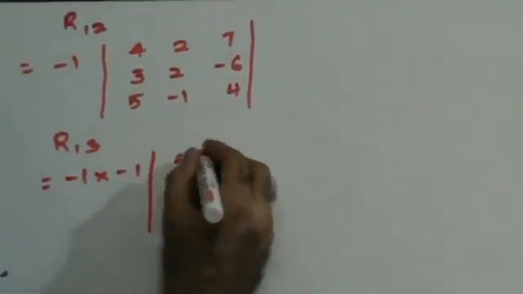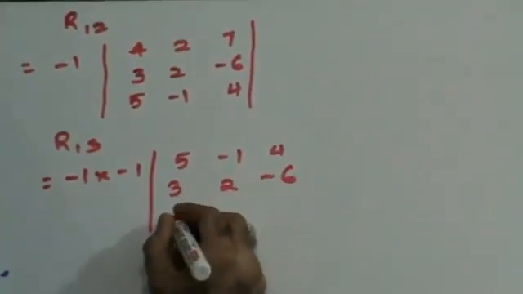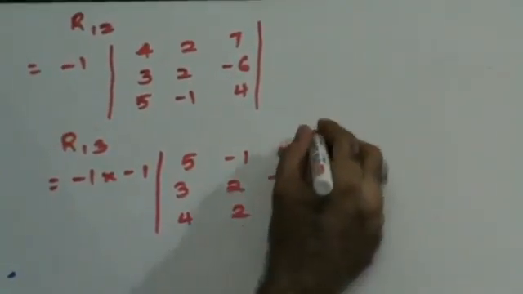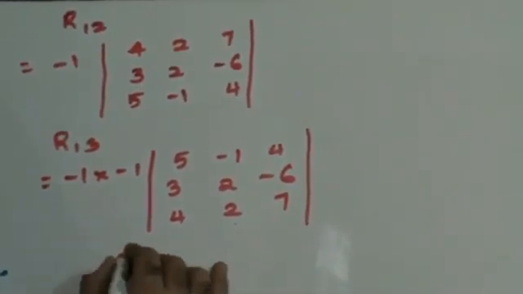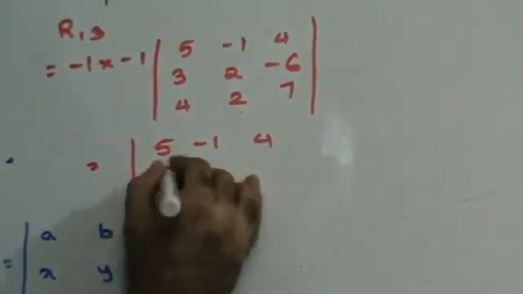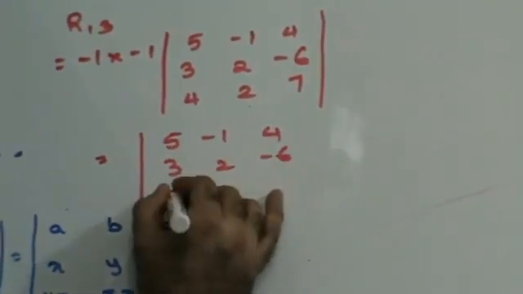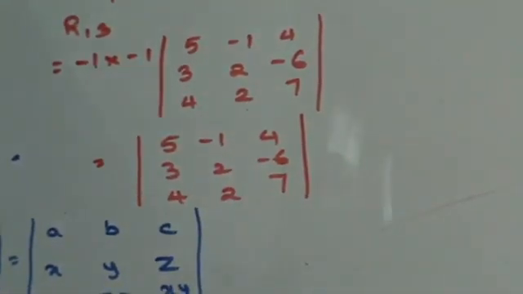So this will be 5 minus 1 4, 3 2 minus 6, 4 2 7. Minus 1 into minus 1 is plus 1. So you will get the answer for this as 5 minus 1 4, 3 2 minus 6, 4 2 7. Once you have this, now let's see our LHS.